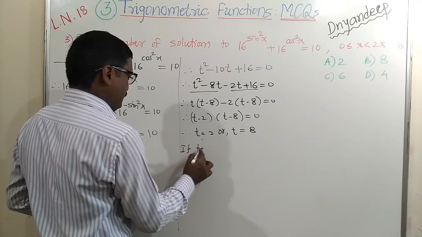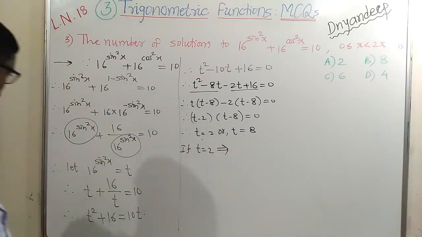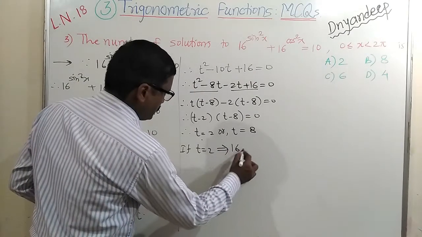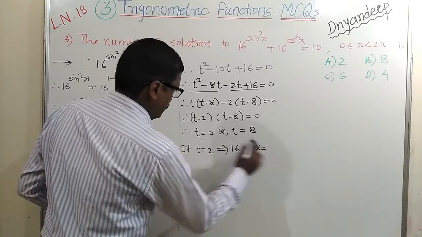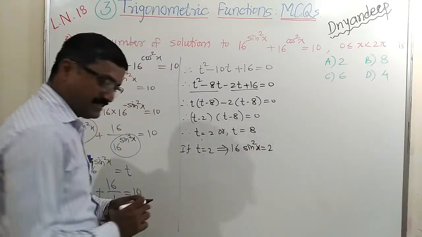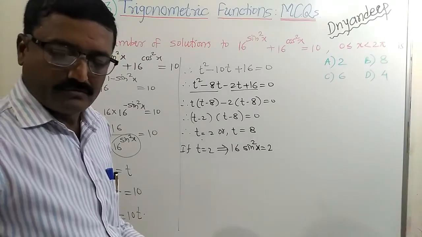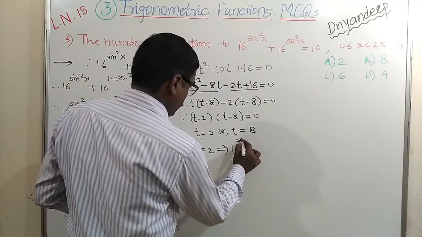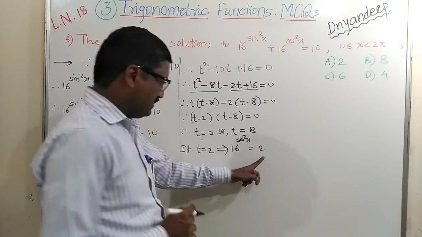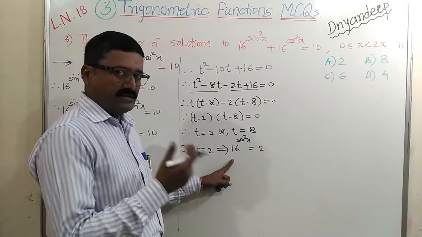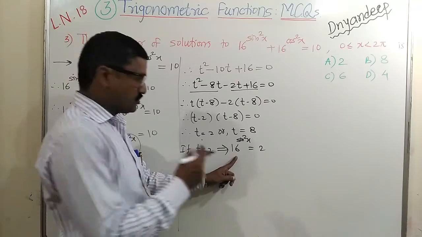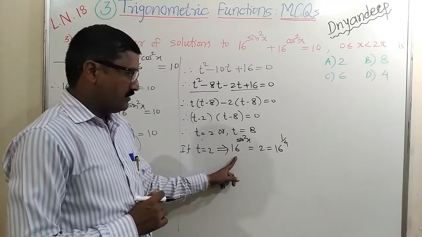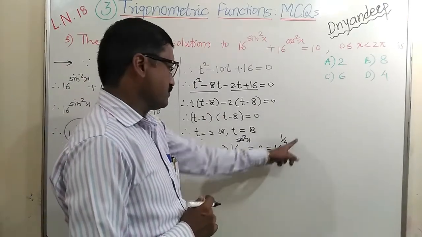If t is equal to 2, then what is t? t is this, that is 16 raised to sin square x. Therefore 16 raised to sin square x is equal to 2. Can we write this 2 in terms of 16? It is 1/4, which means the 4th root of 16 is 2. So we can write this as 16 raised to 1/4. Is it okay? Because 2 raised to 4 is 16. So 16 raised to 1/4 is equal to 2.